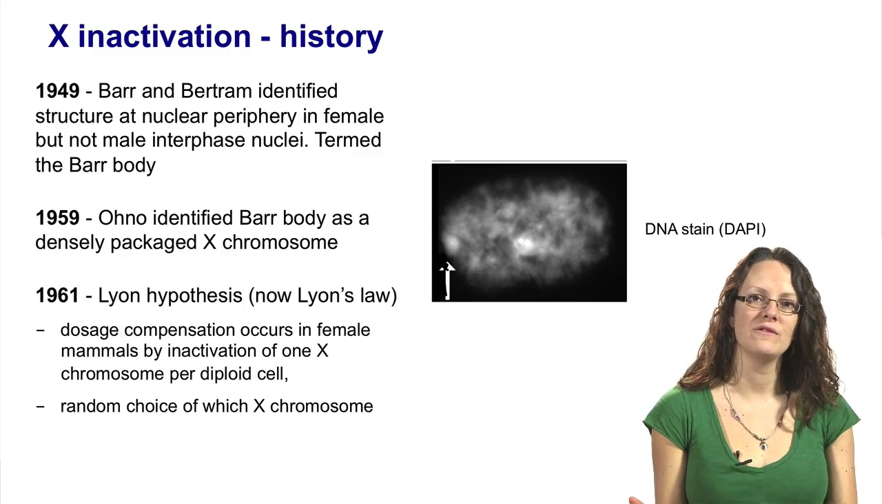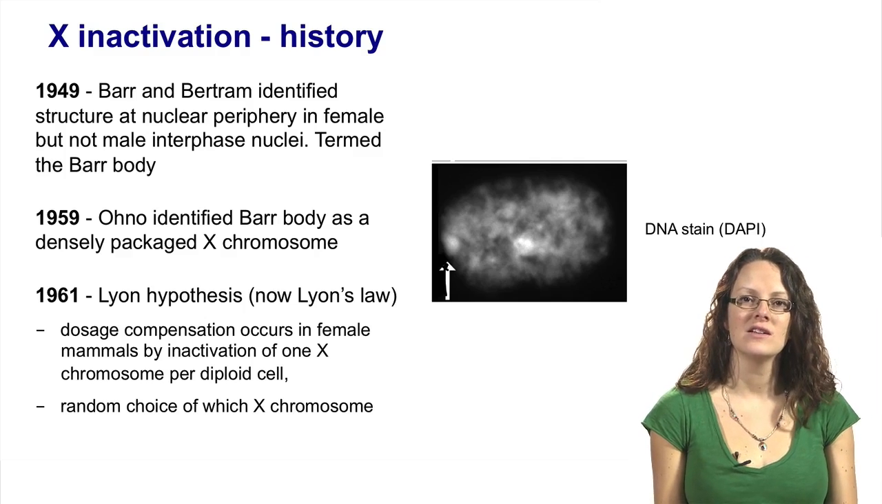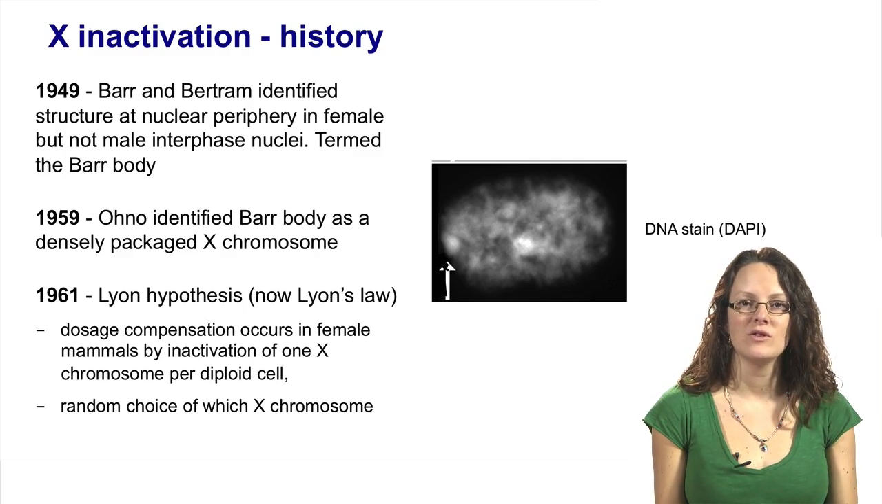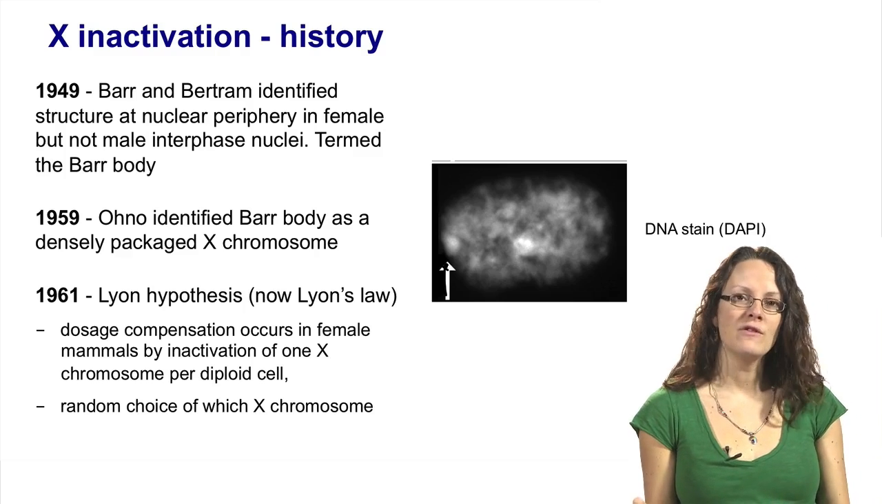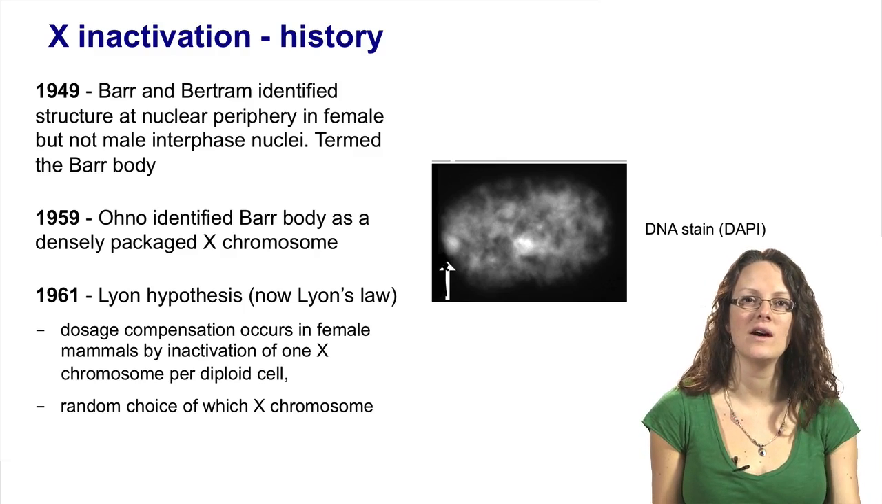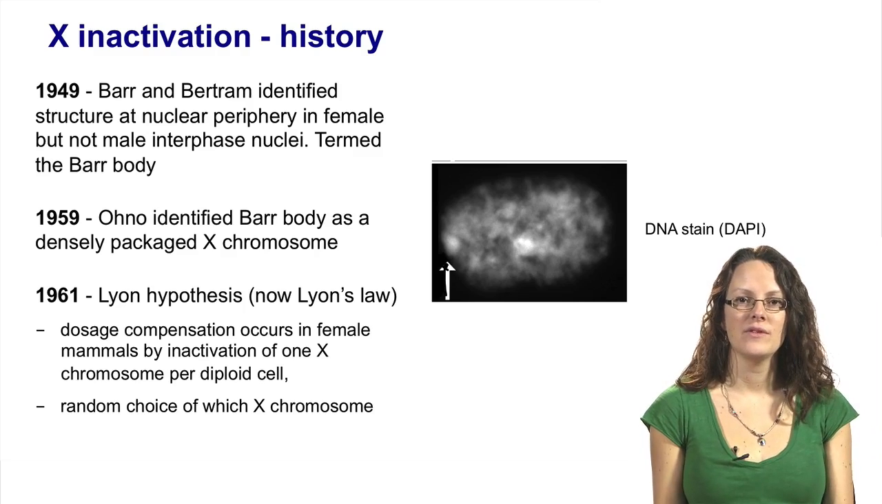So it was then in 1959 that Setsuko Ono discovered that this wasn't just any old region of heterochromatin, but in fact this region, which was exclusively found in female cells, was indeed an X chromosome. So moving on from this discovery in 1959, in 1961 Mary Lyon proposed that this X chromosome was inactivated in order to perform dosage compensation for male cells which had only one X chromosome in comparison with female cells that had two.